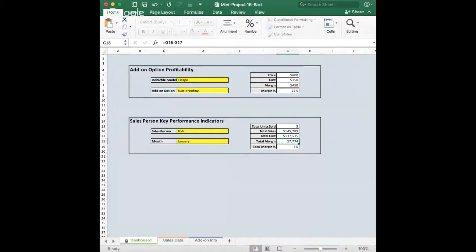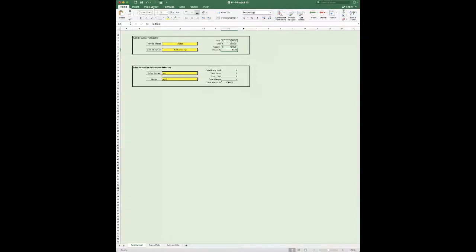Yeah, 75% is right because 75% of the total price is what your profit is. Wait, what am I doing wrong still? Okay, that makes more sense. Yeah. Yep. Okay.